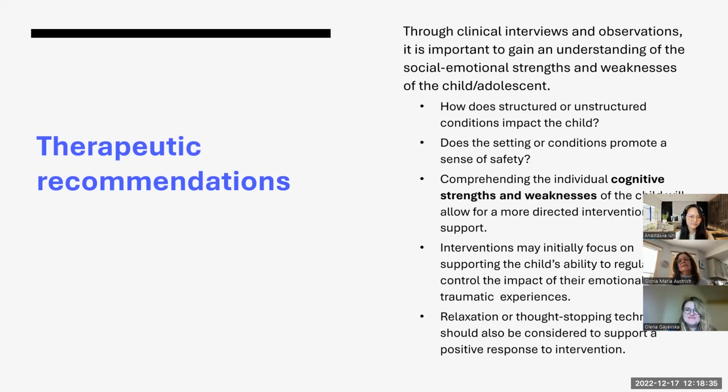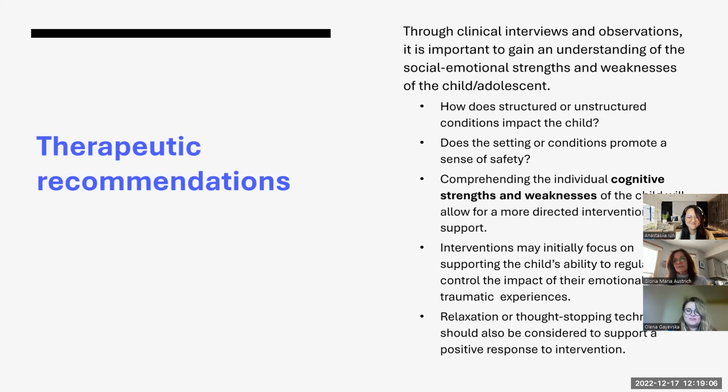And then comprehending the individual cognitive strengths and weaknesses of the child will allow you to get a good sense of where they are strong and where they have weaknesses. Then you want to develop an intervention that's going to tap into those strengths to support the weaknesses. Knowing the strengths, not just the weaknesses, is really important. Interventions may initially focus on supporting the child's ability to regulate or control the impact of their emotional or traumatic experiences. And we were just chatting about this.